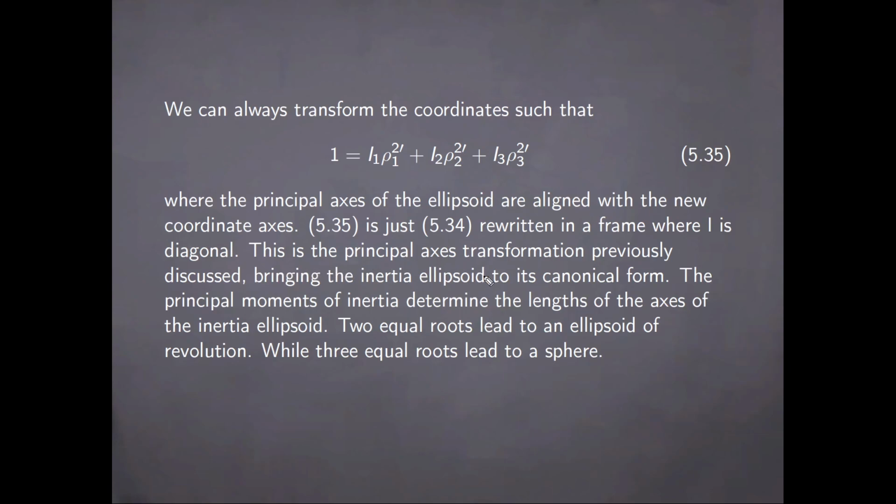This is the principal axis transformation previously discussed, which, as stated previously, brings the inertia ellipsoid to its canonical form. The principal moments of inertia determine the lengths of the axes of the inertia ellipsoid. Two equal roots lead to an ellipsoid of revolution, while three equal roots lead to a sphere.